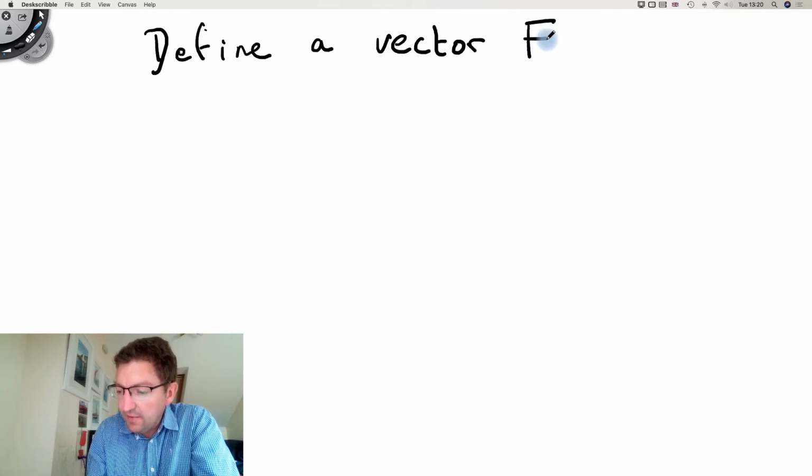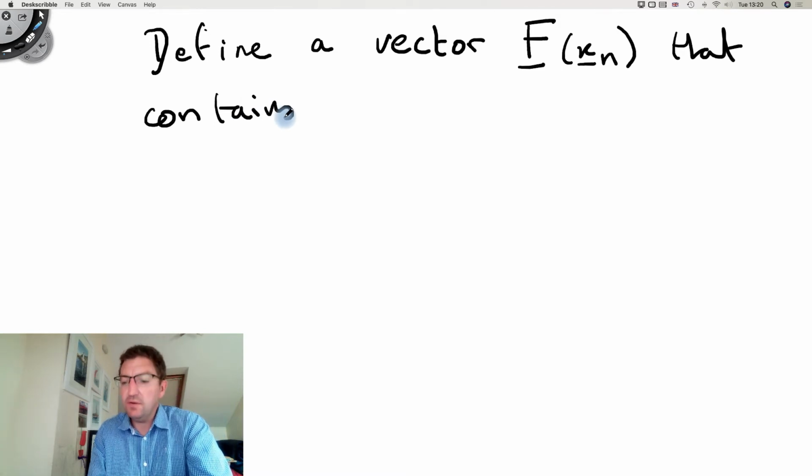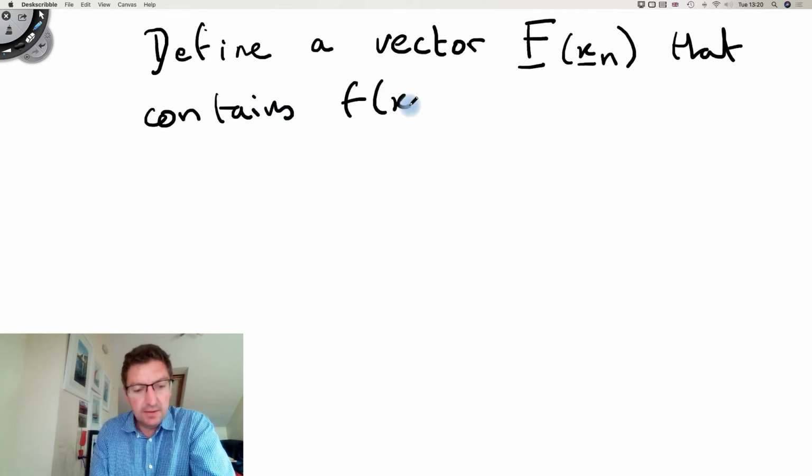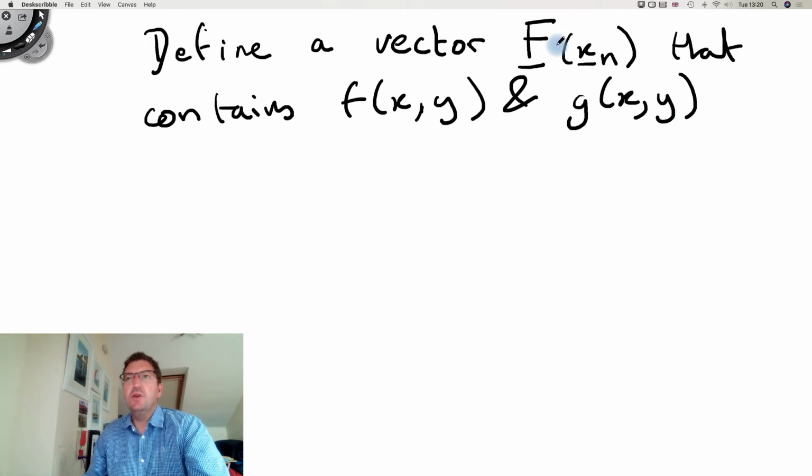I'm going to call it big F, that contains our 2D functions, so f of x, y and g of x, y. Okay, so if we can write it in terms of vectors, then we can form a direct analog of the 1D method of Newton-Raphson.